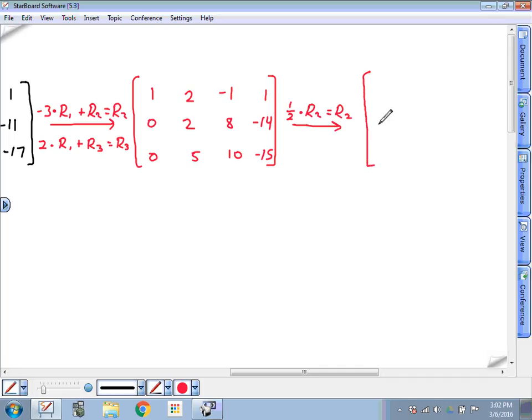So 1/2 times 0 is still 0. It's important that that stays at 0. 1/2 times 2 is 1. 1/2 times 8 is 4. And 1/2 times negative 14 is negative 7. That's the only row operation I'm going to do with that arrow.